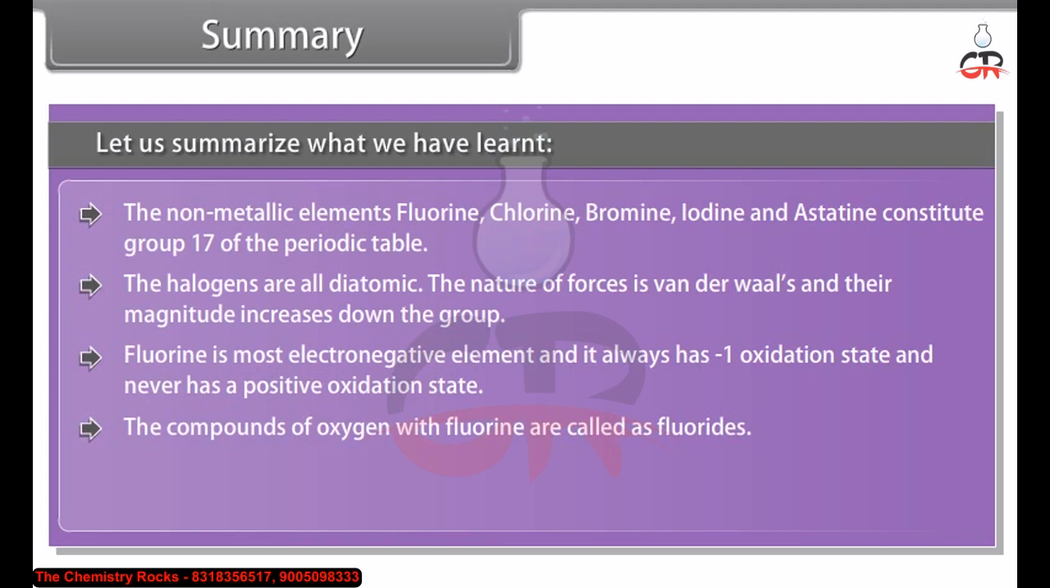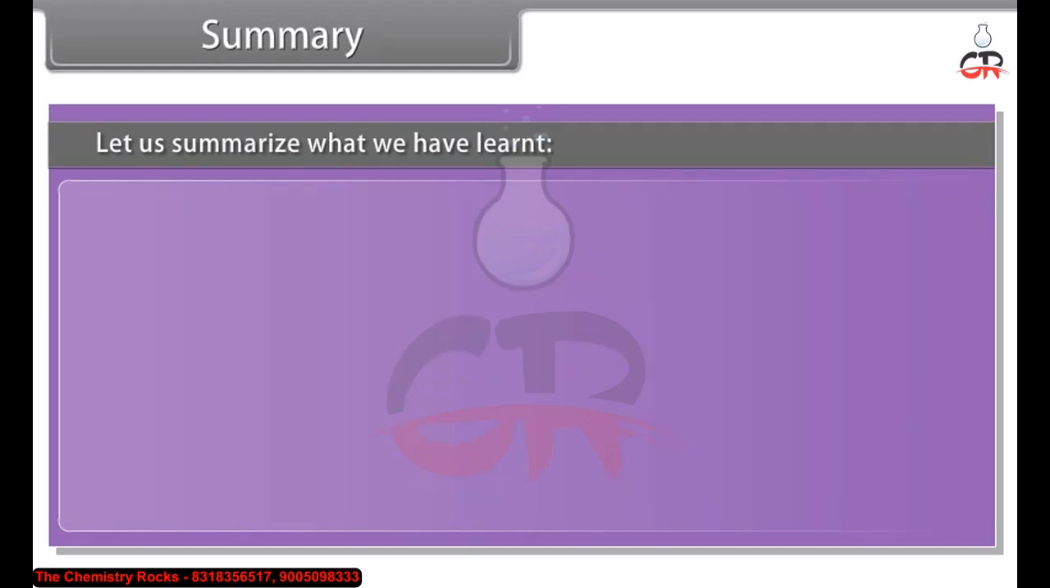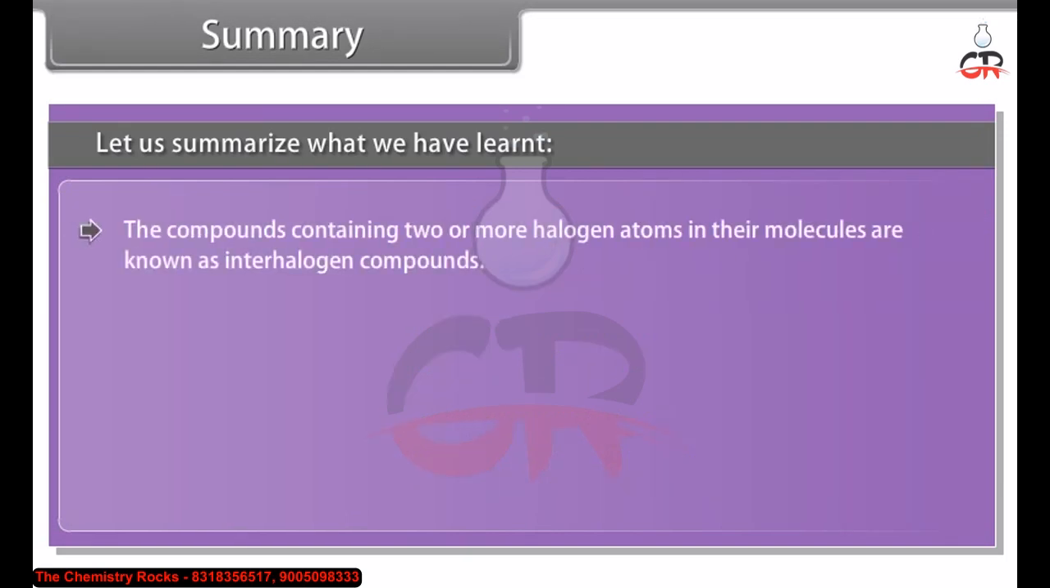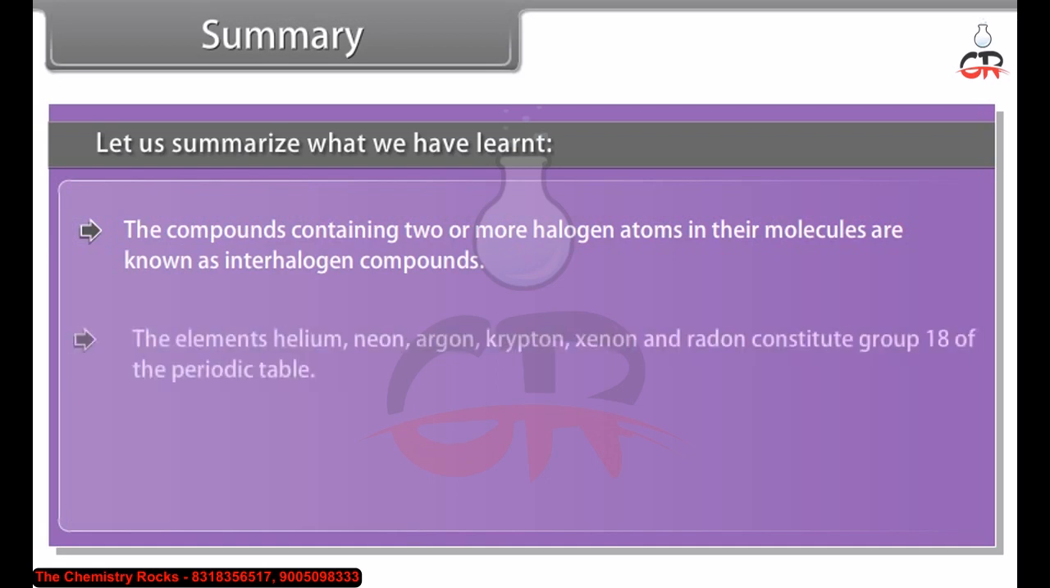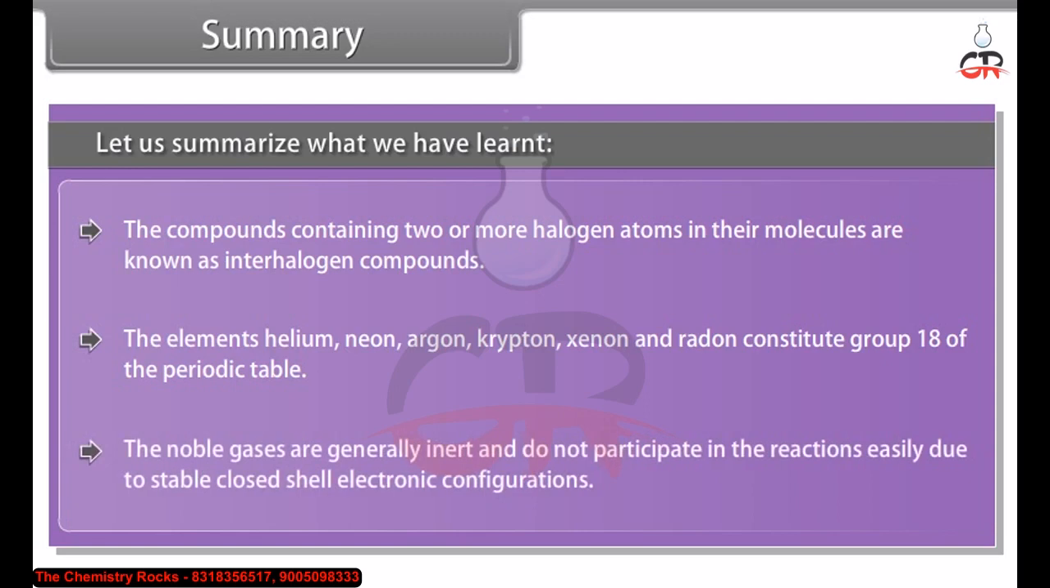The compounds of oxygen with fluorine are called fluorides. The acid strength of oxoacids of the same halogen increases with increase in oxidation state of the halogen. The compounds containing 2 or more halogen atoms in their molecules are known as interhalogen compounds. The elements helium, neon, argon, krypton, xenon and radon constitute group 18 of the periodic table. The noble gases are generally inert and do not participate in reactions easily due to stable closed shell electronic configurations.